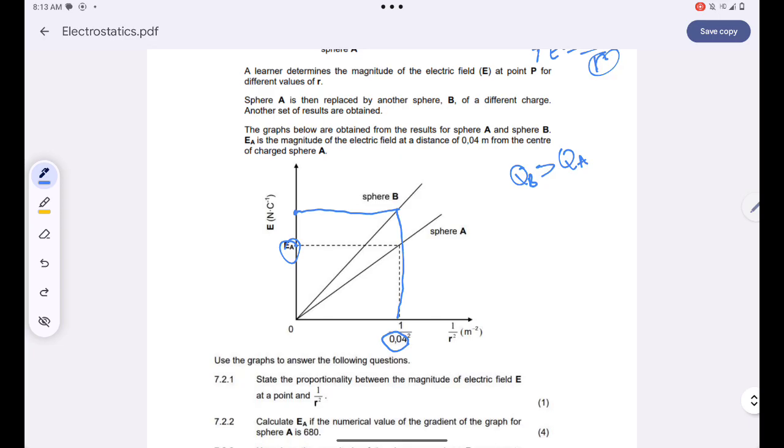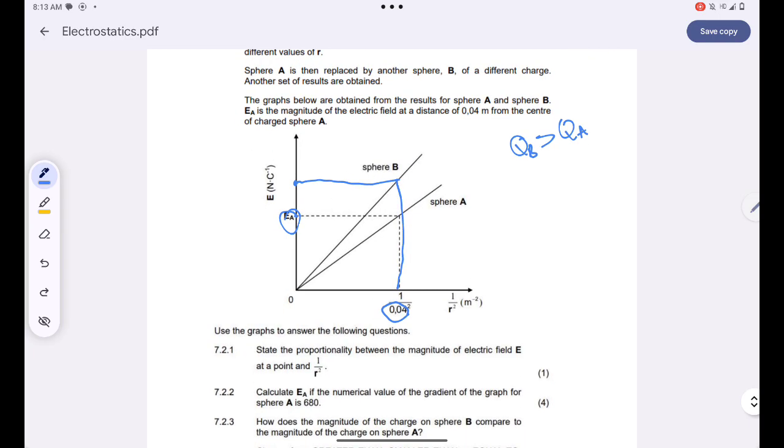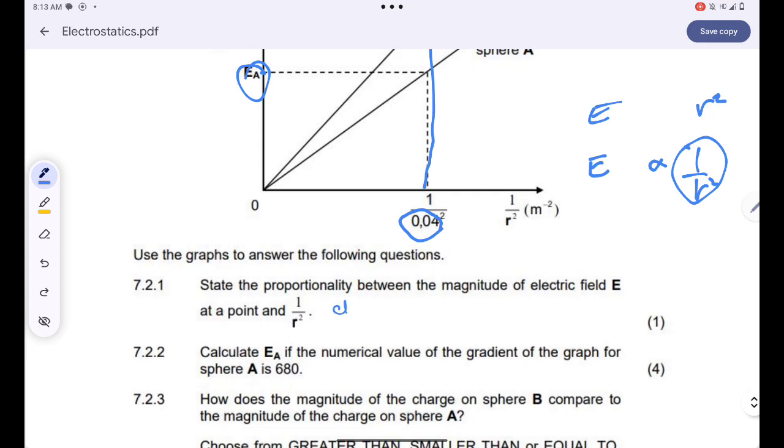They are directly proportional. Please guys, do not confuse the relationship between E and R squared. They asked us the relationship between E and 1 over R squared. Are you together? They are directly proportional. The more this thing increases, the electric field also increases. There's direct proportionality.